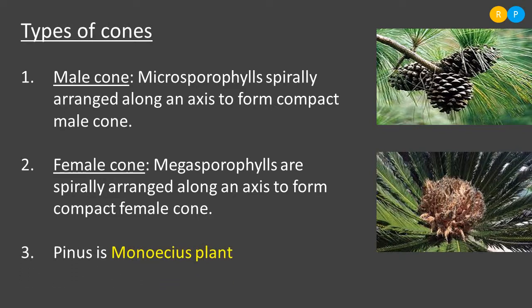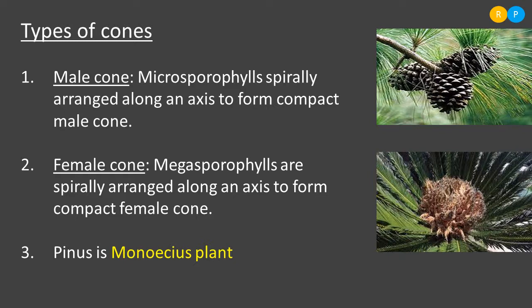Some of the plants are monoecious plants. What do you mean by a monoecious plant? A single plant produces both the cones. That means the male cone as well as the female cone are produced within the same plant. Such plants are called monoecious. Mono means what? Single. A single plant consists of both the cones. The best example of a monoecious plant is the pinus plant.